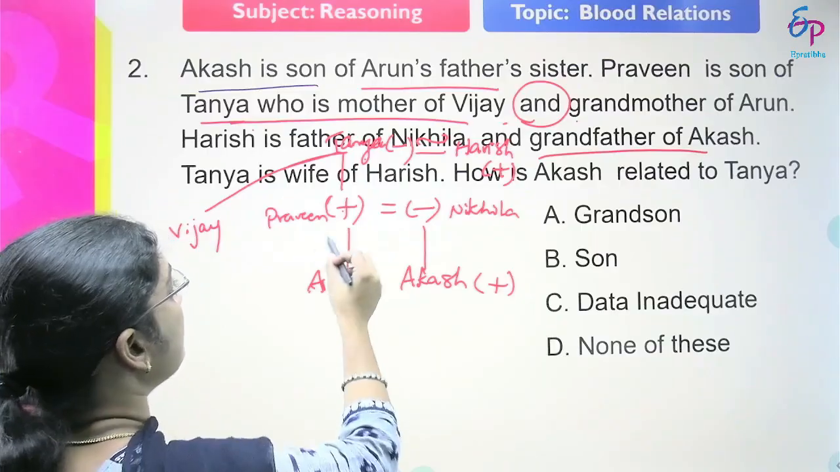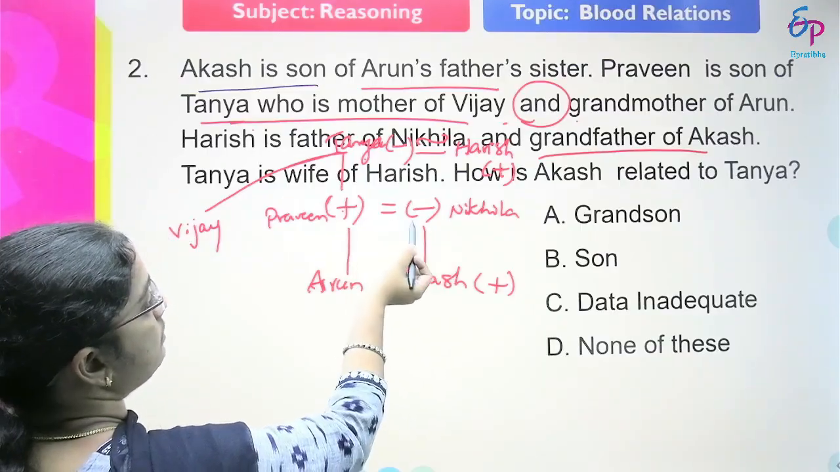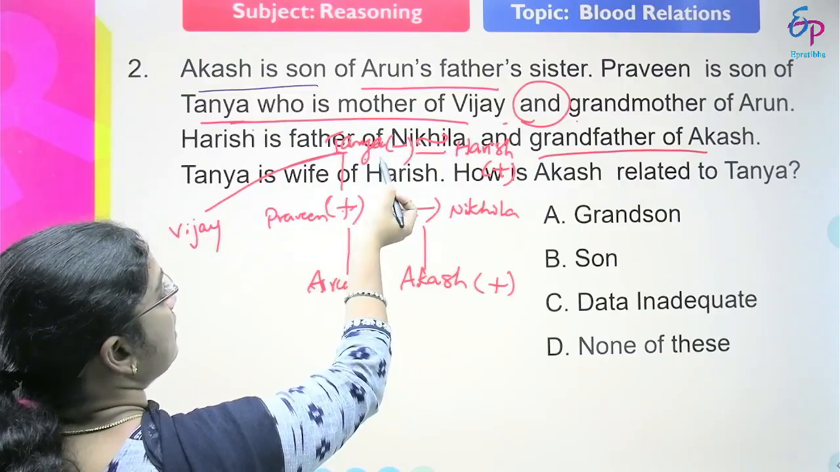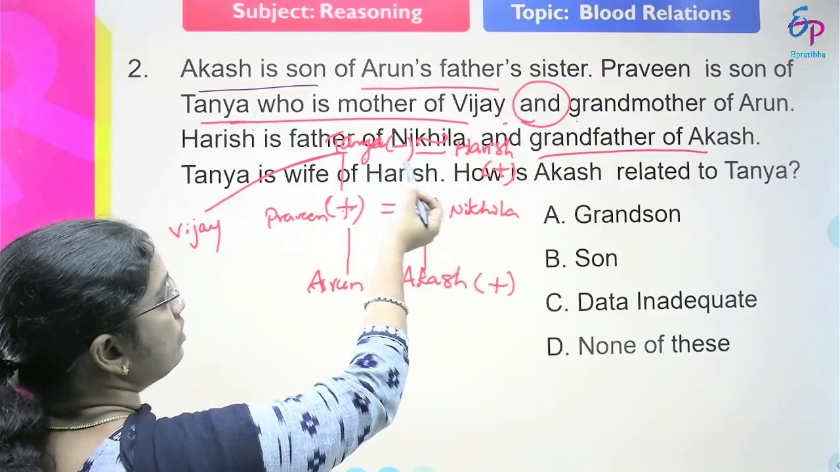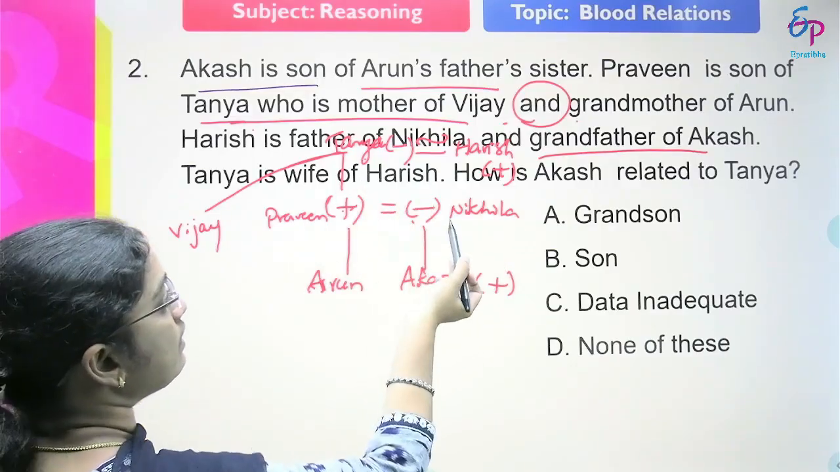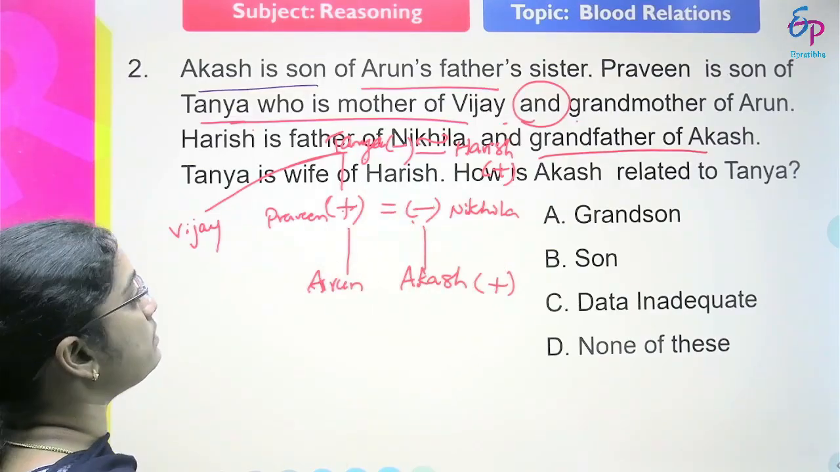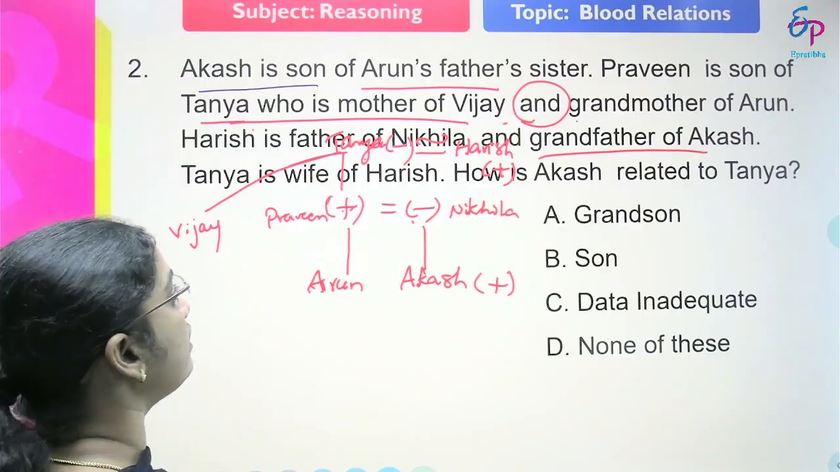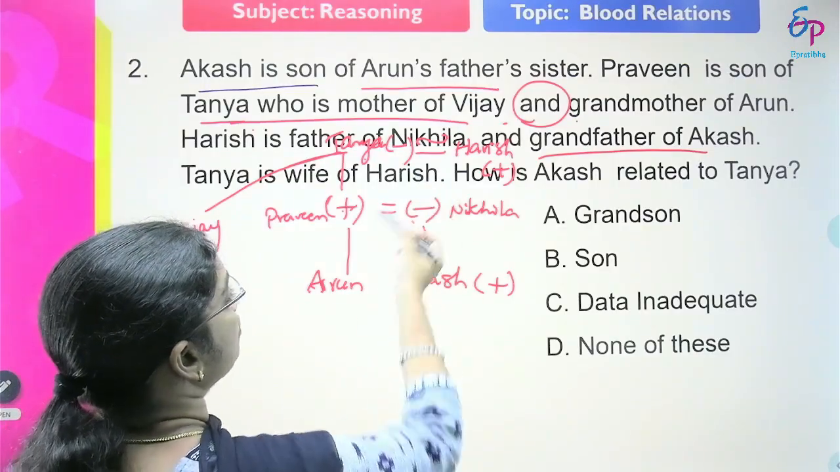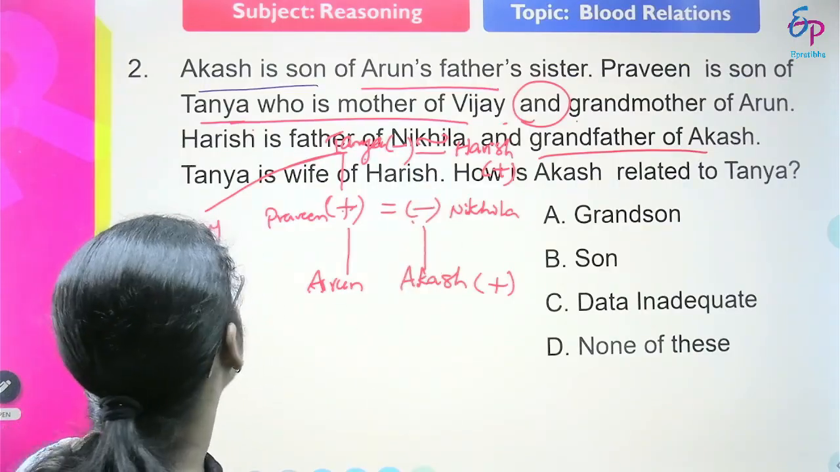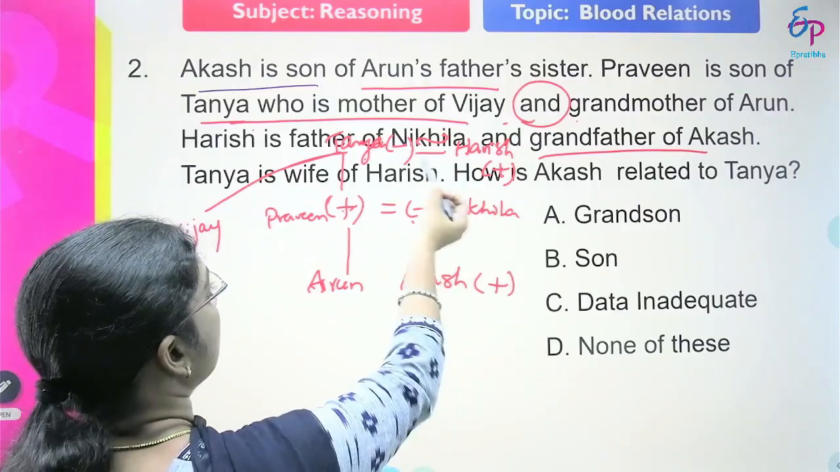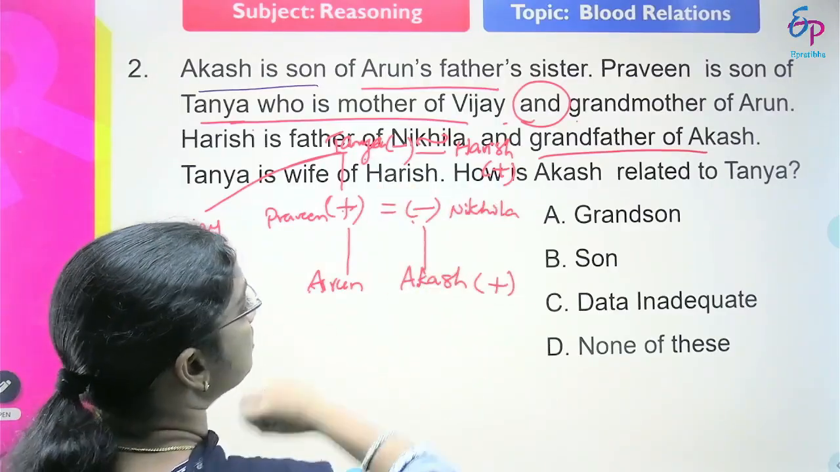Okay, so Praveen and Nikila are siblings, right? So Praveen's mother is Tanya, which means Nikila's mother is also Tanya. Then Nikila's father is Harish, which means Praveen's father is also Harish. So we need to take it this way: these two persons are a couple. Then Tanya is the wife of Harish. Yes, clearly they mentioned Tanya is the wife of Harish.